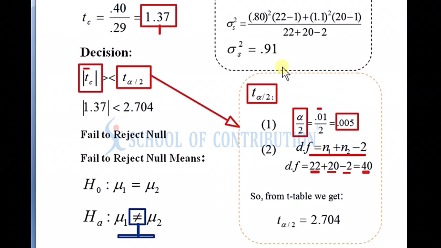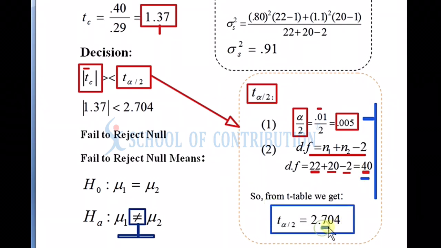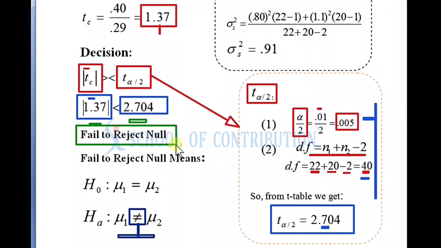Now if we combine these two pieces of information, 40 degrees of freedom with 0.005 significance level, ultimately we get a total critical value equal to 2.704 from the t table. We put it over here, then compare this with the absolute value of the calculated t of 1.37. After the comparison, this value is strictly less than the total critical value of t, and since the calculated value is less than the critical value of t, we fail to reject the null hypothesis.